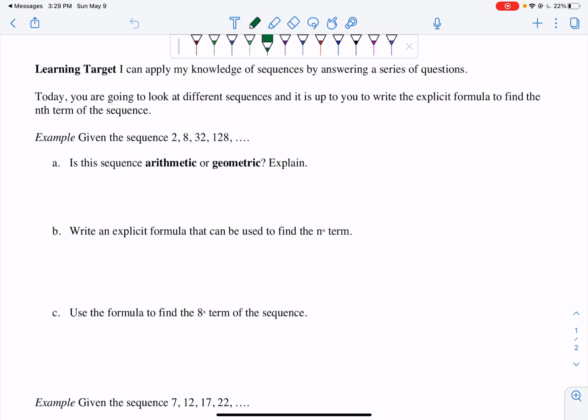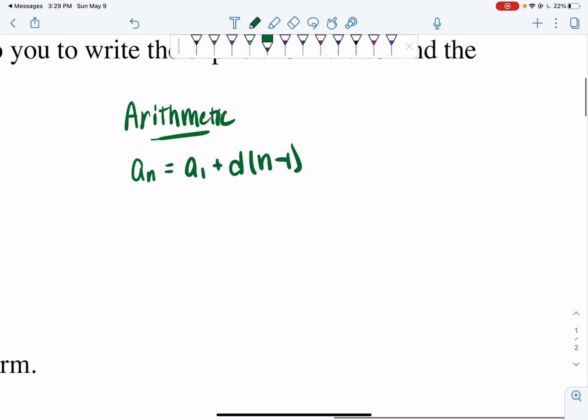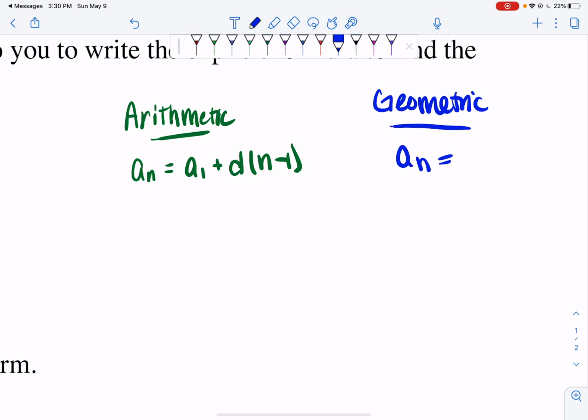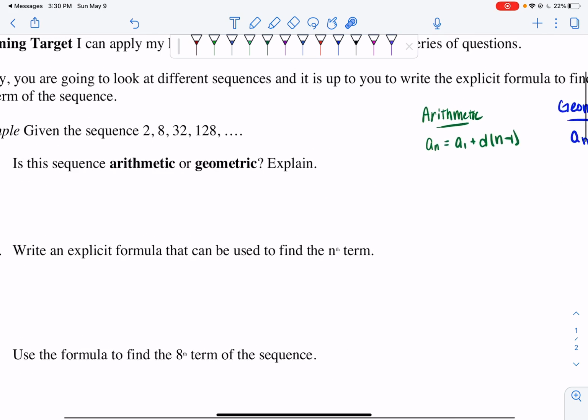So if we remember, we have arithmetic sequences and geometric sequences. Arithmetic is written in this form: a sub n equals a sub 1 plus d times n minus 1. Geometric are written in this form: a sub n equals a sub 1 times r to the n minus 1. In both cases, a sub 1 is your first term, d is your common difference, r is your common ratio, and n is just sort of like an x. It's what we're plugging in each time. Okay? So let's look at our first example.